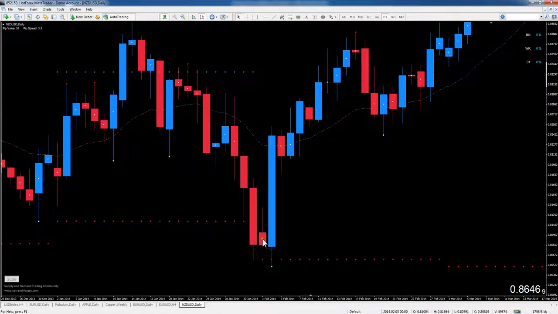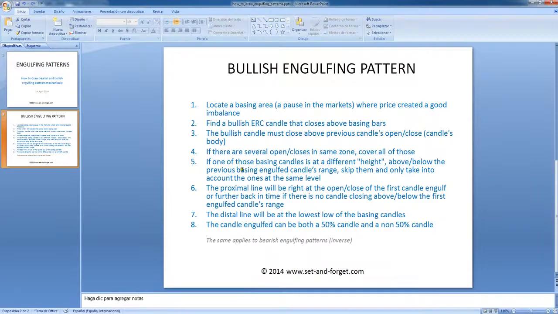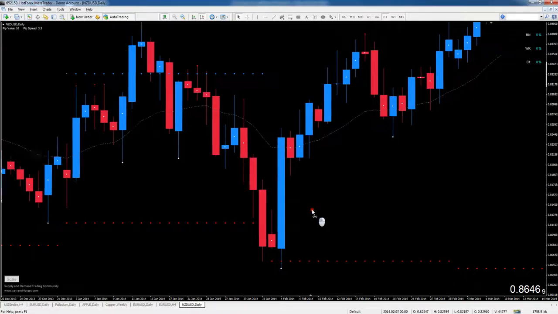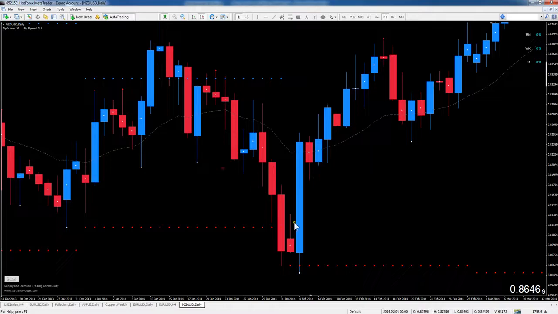It is described also, this is what it says, a basing candle, but we can also have non-basing candles, non-50% candles at the base for an engulfing pattern. We'll look at that. So we will cover this point later. What we need to do here is to locate this big drop, a basing, it can be a 50% candle or not, and then a candle that closes above the previous candle's body.